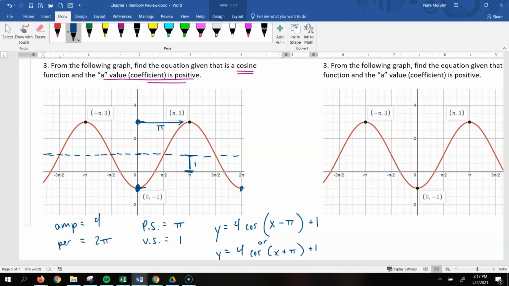All right, so that is the blue section. Hopefully that answers the questions you had. And good luck as you continue to review.